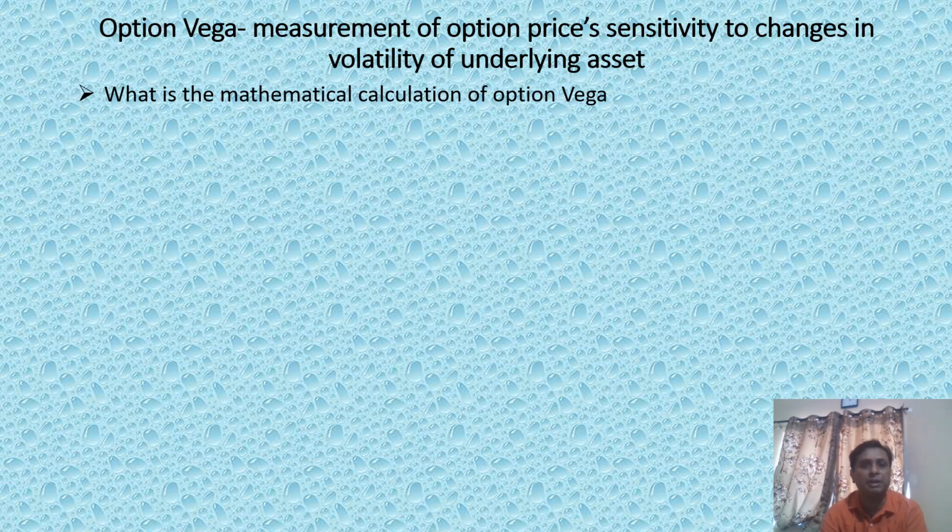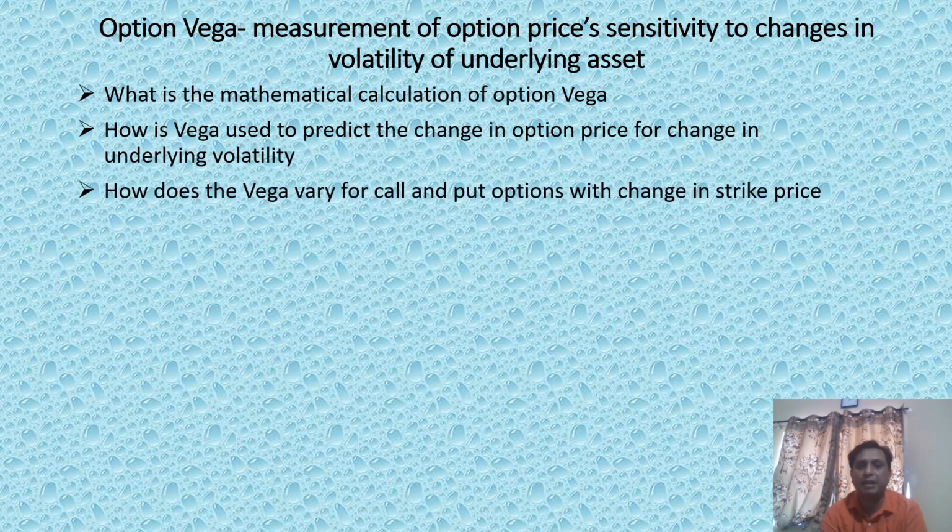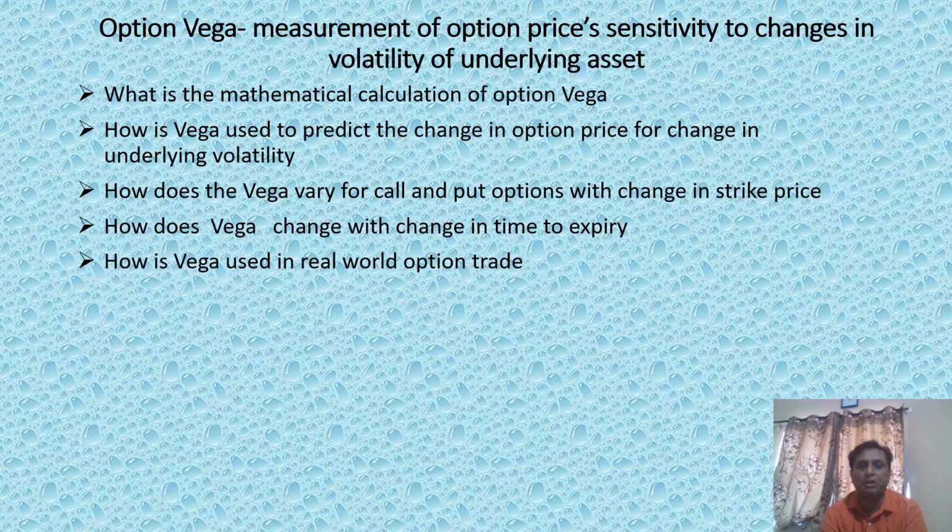These are the areas we'll be covering in this presentation. How is Vega used to predict the change in option price for a change in underlying volatility? How does Vega vary for call and put options with change in the strike price? How does Vega change with change in time to expiry? How is Vega used in real-world option trade? How is Vega useful in hedging?